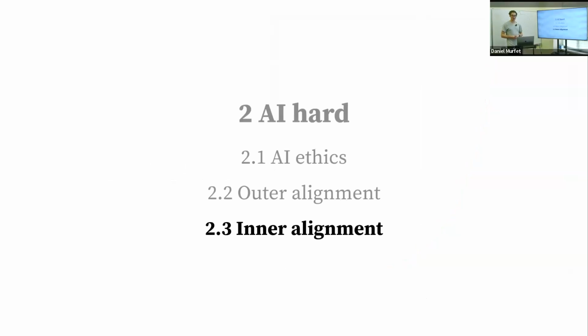Okay, so that's outer alignment. Specifying things is hard, and proxies with true objectives might look good for a time until we get into these very weird regions of the future. Okay.